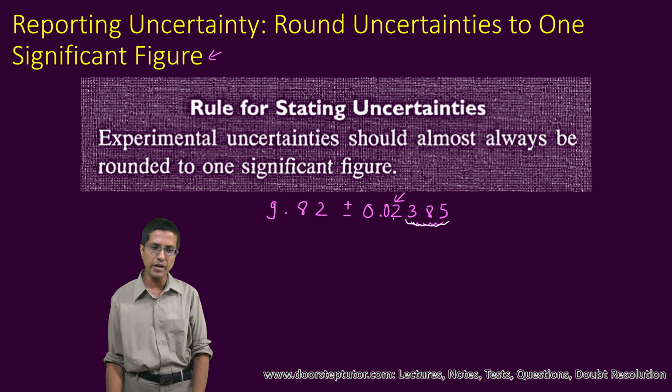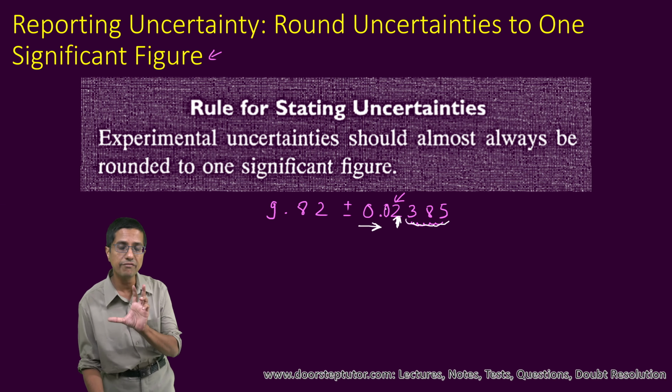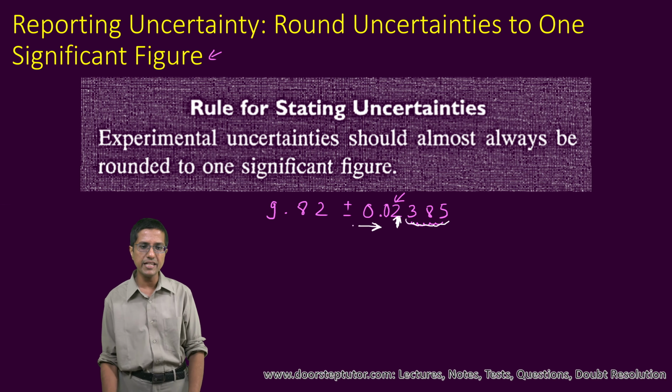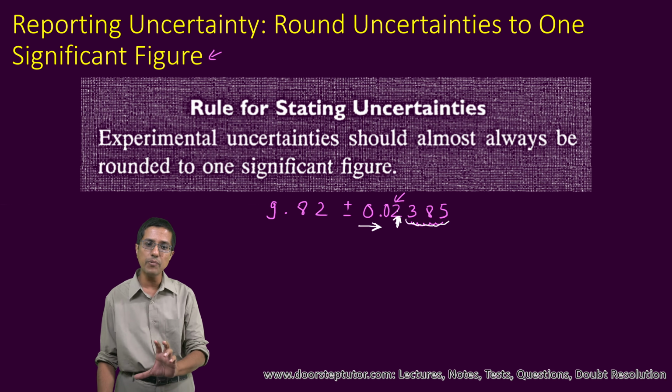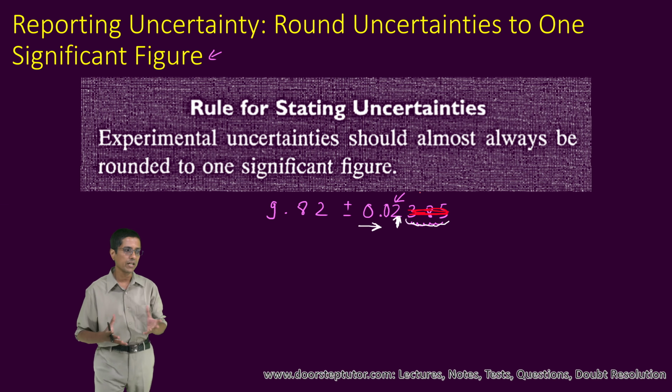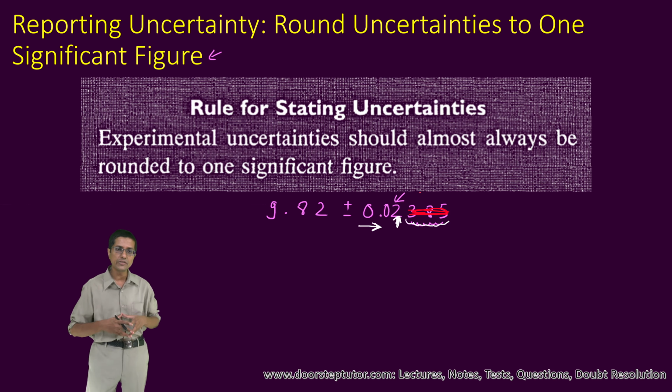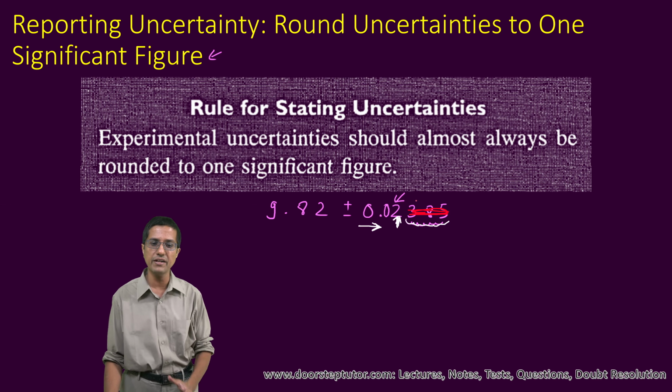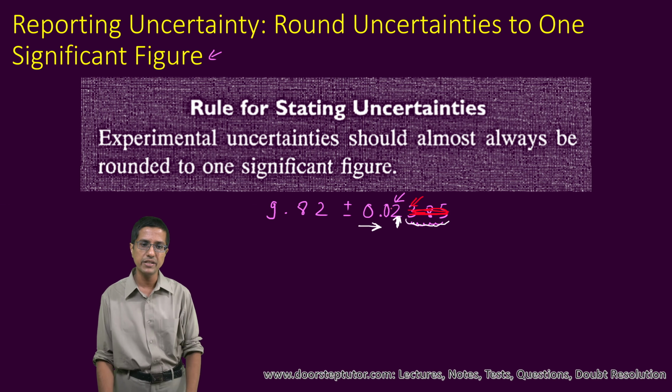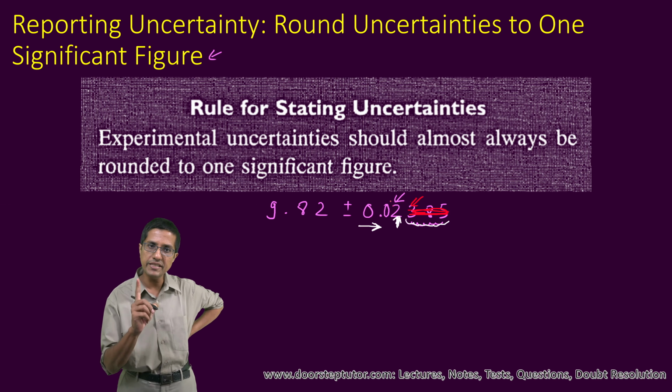What is a significant figure? To find it, we just ignore the decimal point for a second. We start from the left and look at the first non-zero digit. The first non-zero digit is 2, so that becomes my first significant figure. I only report my error to one significant figure, so I discard all of these. They are useless, because I am not even sure about the 100th place. There is no point in reporting more digits after the 100th place.